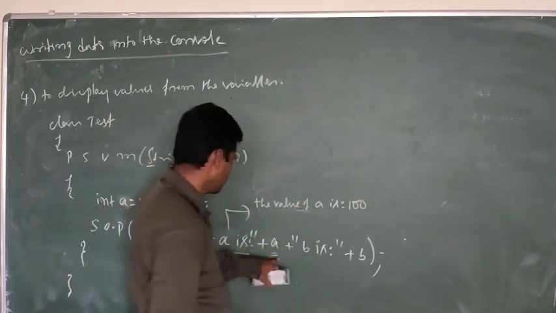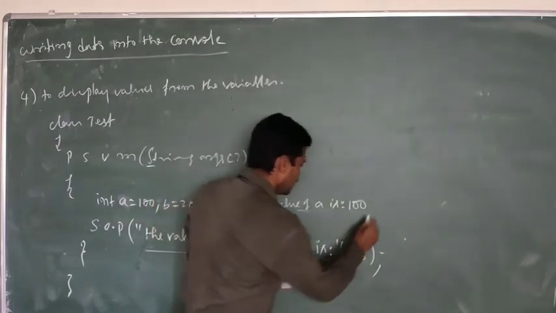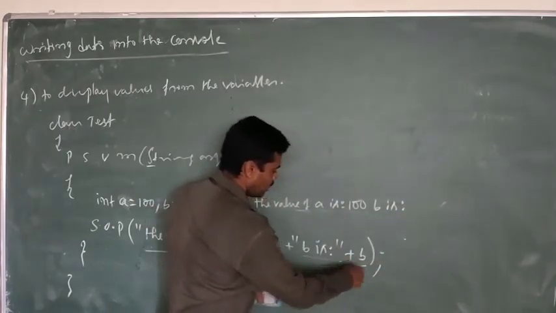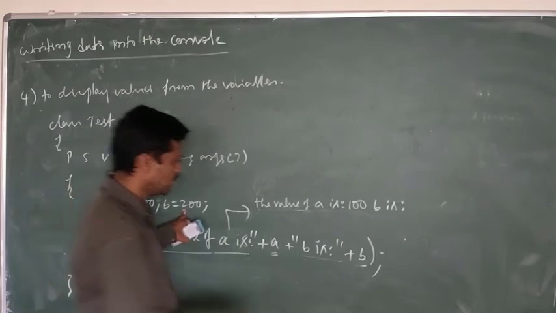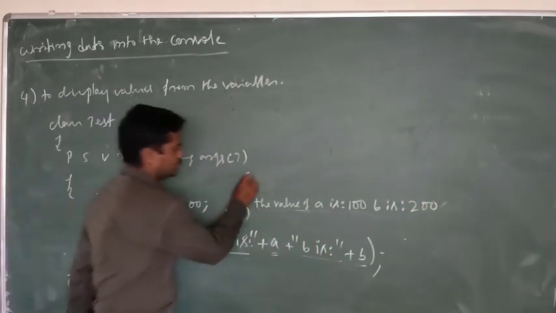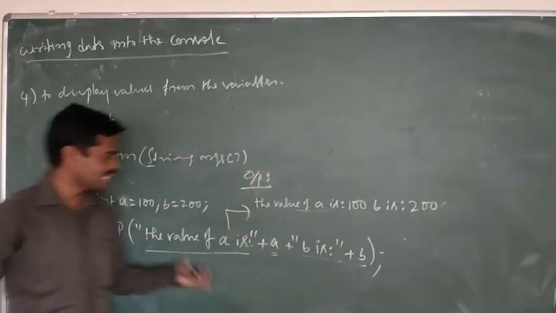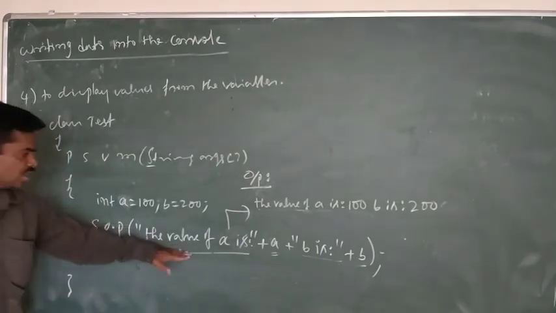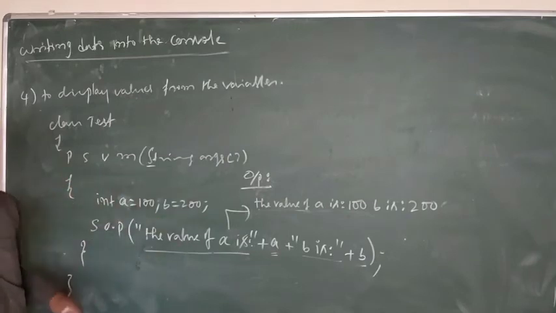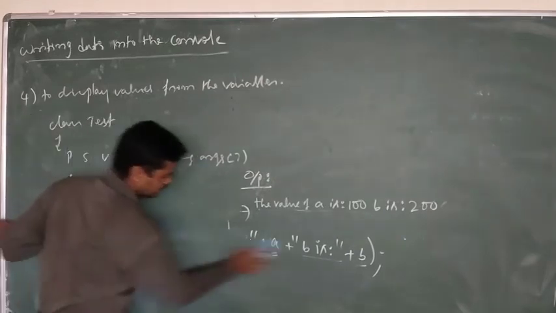After that, again plus. Again we are concatenating with the string b is, and then with the value of b. What is the value of b? 200. So this is the output. Understood? The output is like this. Concatenation: joining a string and a variable value. So like that you can display the value from the variable. This is another way of displaying the output on the screen.